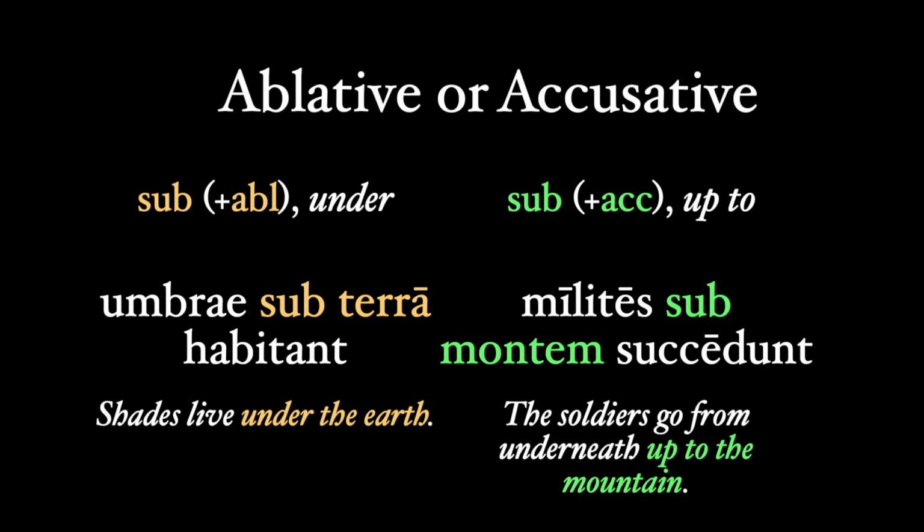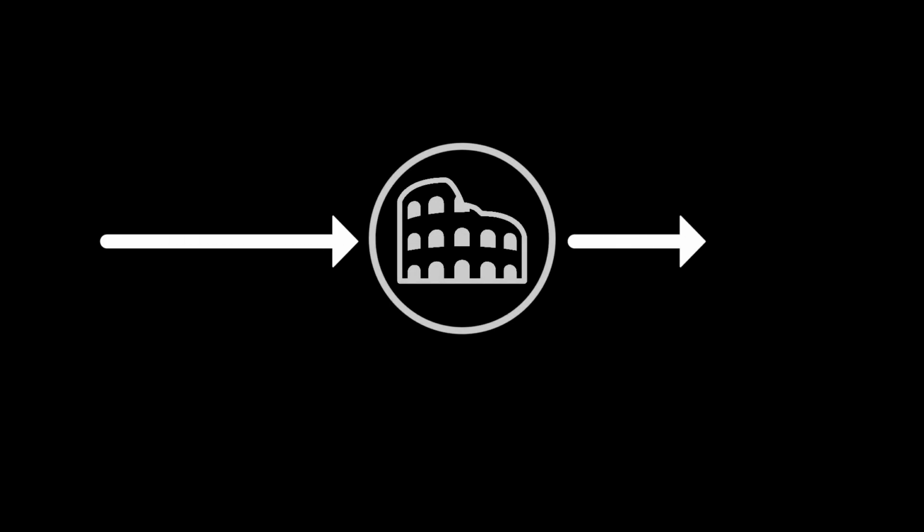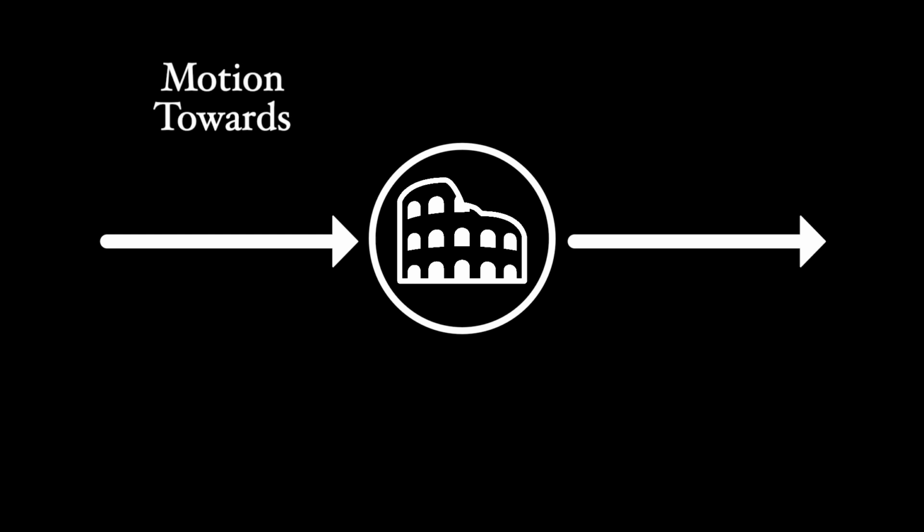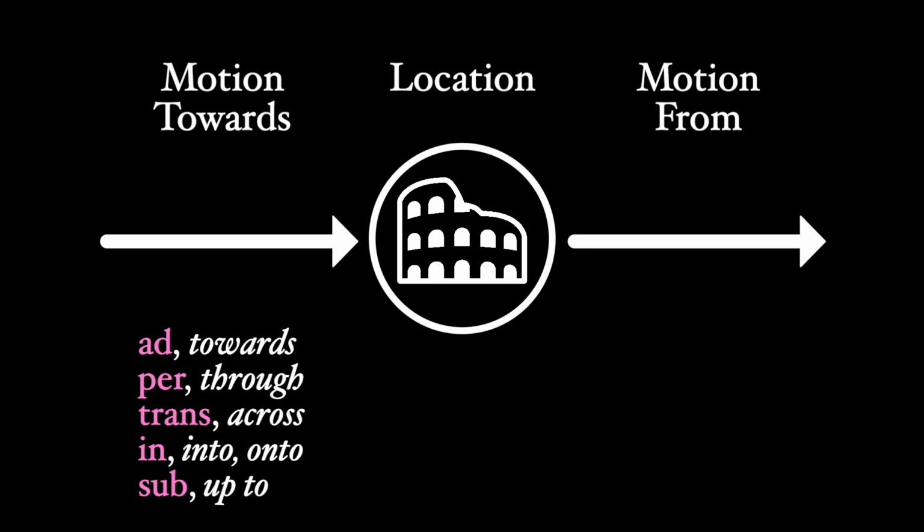Maybe it seems that a preposition's case is completely arbitrary, but there is some pattern. Here, look. If we're dealing with motion and prepositions, we have three different states. The first is motion towards, the next is location, so the absence of motion, and the third is motion from. Prepositions associated with motion towards in Latin are those like ad, towards, per, through, trans, across, in, when it means into, or sub, when it means up to. And these all take the accusative case.